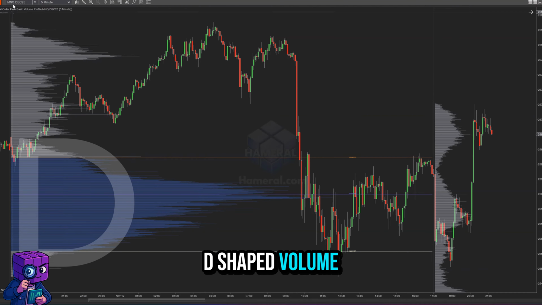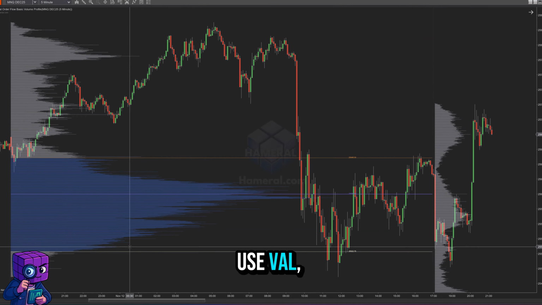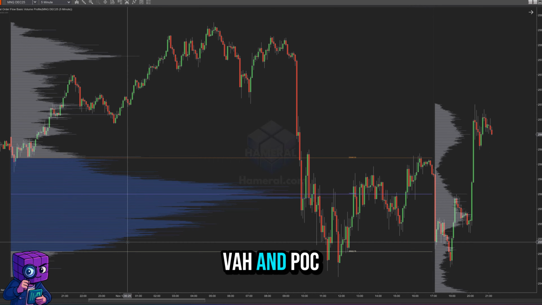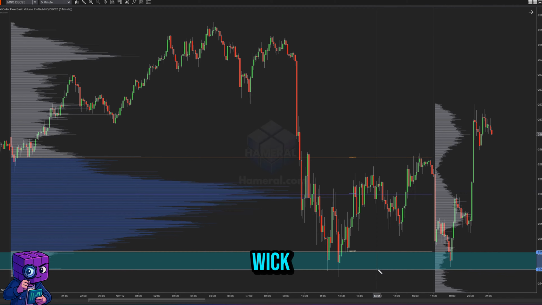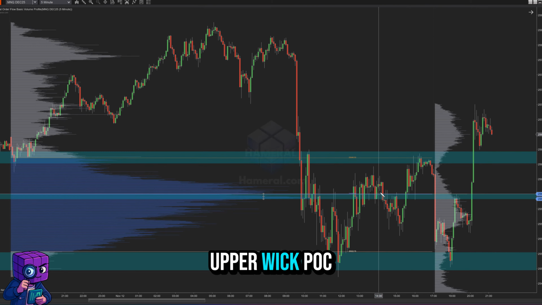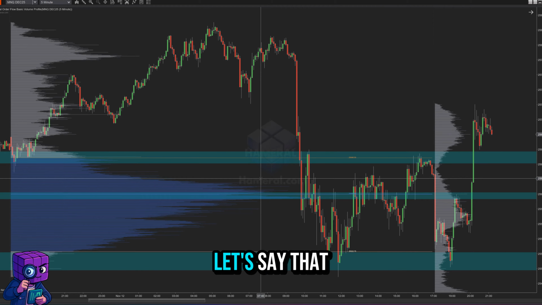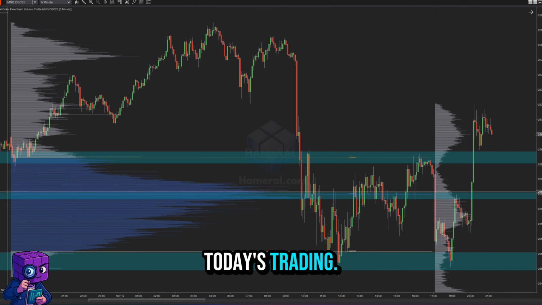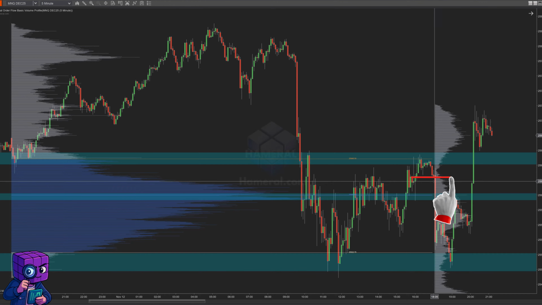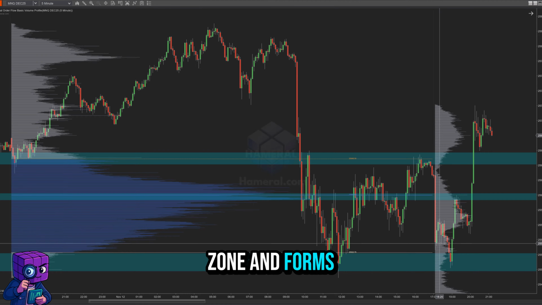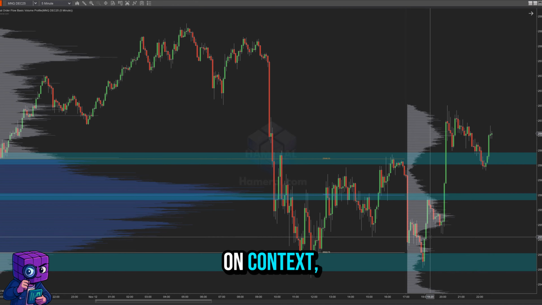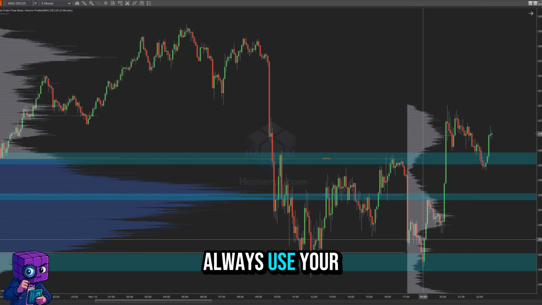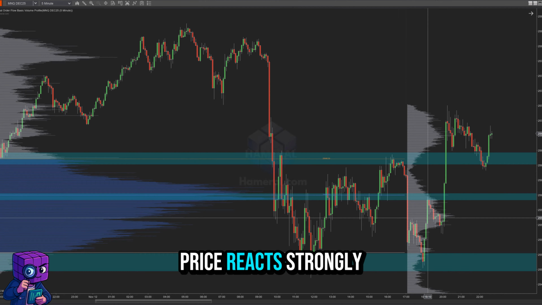Example 1 is on MNQ futures. This is a D-shaped volume profile. So we can use VAL, VAH, and POC as our key levels. Let's draw VAL with the lower wick, VAH with the upper wick, POC in the middle. Let's say that these are our key areas for today's trading. Price opens inside the value area, taps our key zone, and forms a bullish candle. This is a possible buy based on context, not a full entry strategy. Always use your own entry rules.